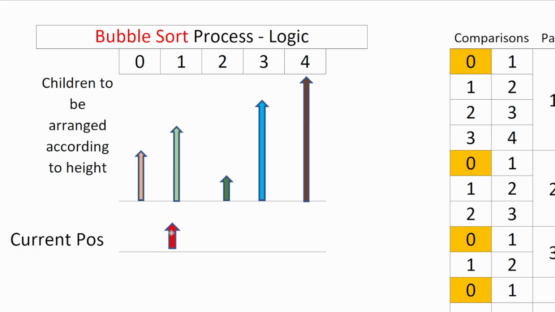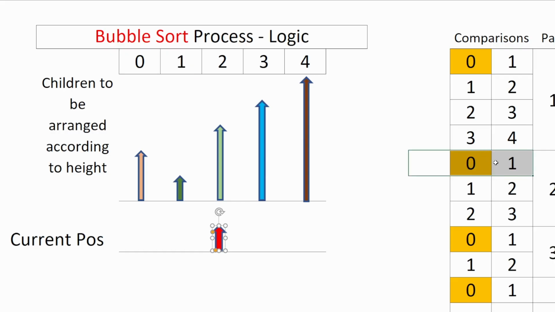Again, I go and stand beside 1 and we see that these are also not in order and we exchange them. I go and stand beside number 2 and figure out, are they in order? Yes, they are in order. So I leave them alone. There is no swapping there. How many times did I have to compare now? I compared 0 with 1, 1 with 2, and 2 with 3. That means I did only 3 comparisons in my second pass.